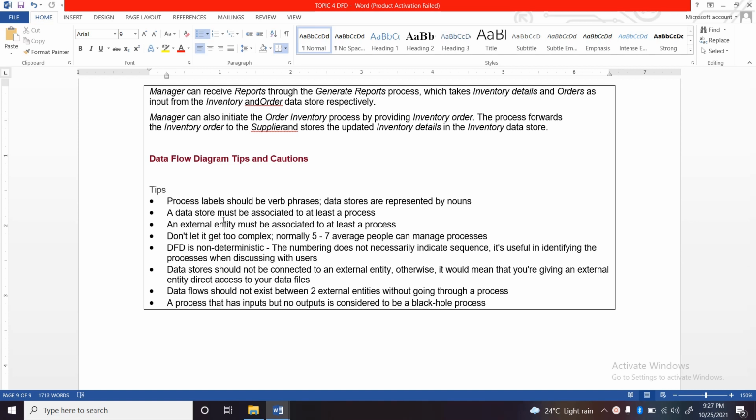And then don't let it get too complex. Normally 5 to 7 processes is what average people can manage. And DFD is non-deterministic. So the numbering does not necessarily indicate sequence, and it's useful in identifying the processes when discussing with users. A data store should not be connected to an external entity, or otherwise it would mean that you're giving an external entity direct access to your data files. And data flows should not exist between two external entities without going through a particular process.